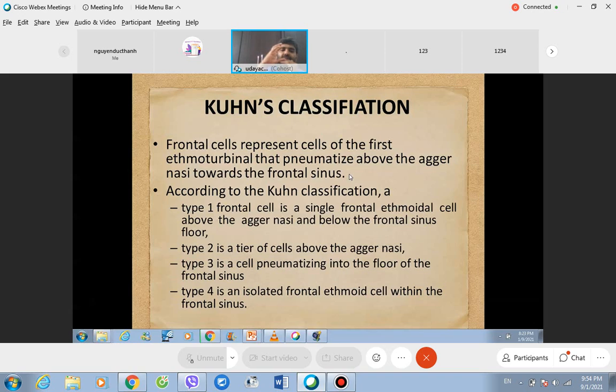So according to the Kuhn classification, if there is a single frontal ethmoidal cell above the agger nasi, it is a type 1. If there are two or three tiers of cells above the agger nasi, it is a type 2. If there is a cell which is pneumatizing into the floor of the frontal sinus, then it is a type 3. And if there is a separate cell inside the frontal sinus, it is a type 4 frontal cell.